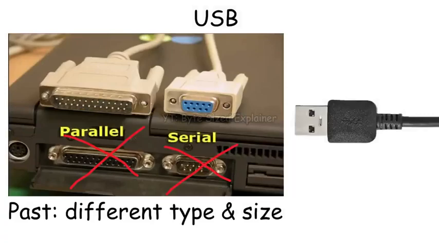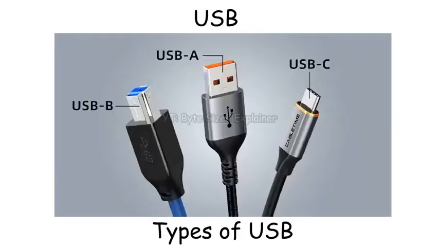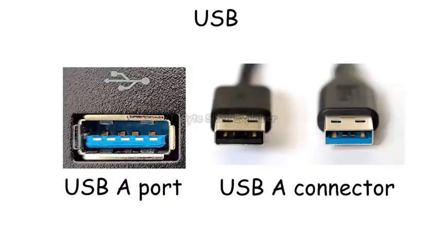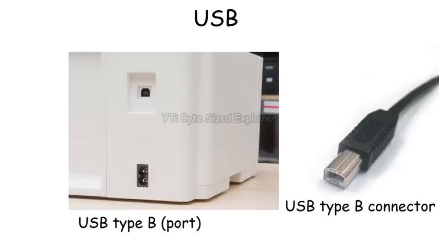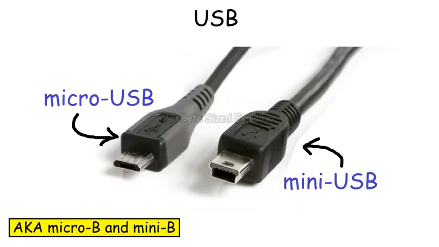That's why USB was introduced, and it showed up in three main shapes: Type A, Type B, and Type C. Type A is the standard rectangular one, which, like I said, is used for connection and data transfer. Type B is the bulky one and mostly used to connect computers to printers. And just so you know, mini USB and micro USB are actually just the smaller types of USB Type B.